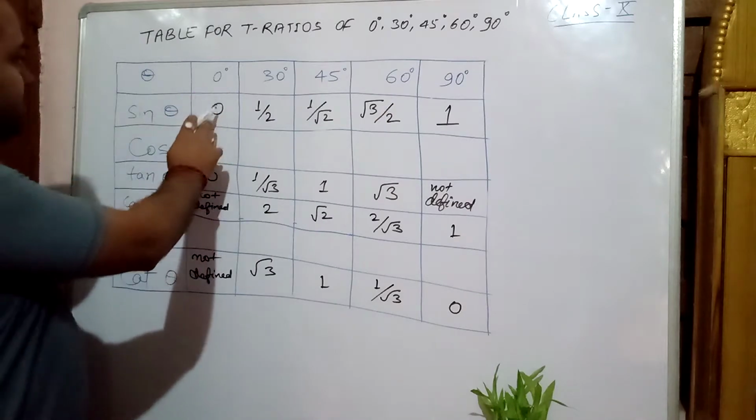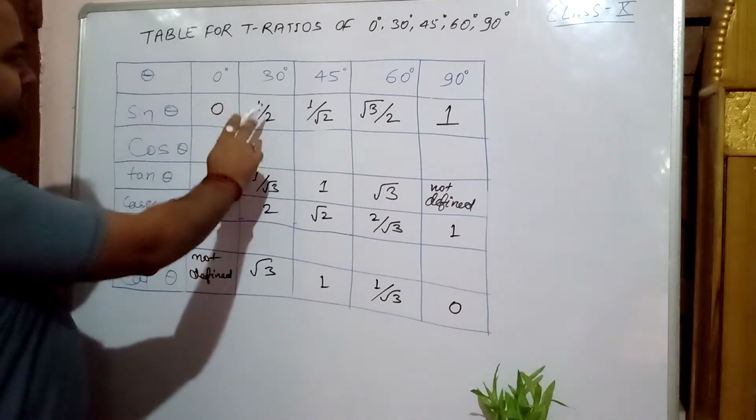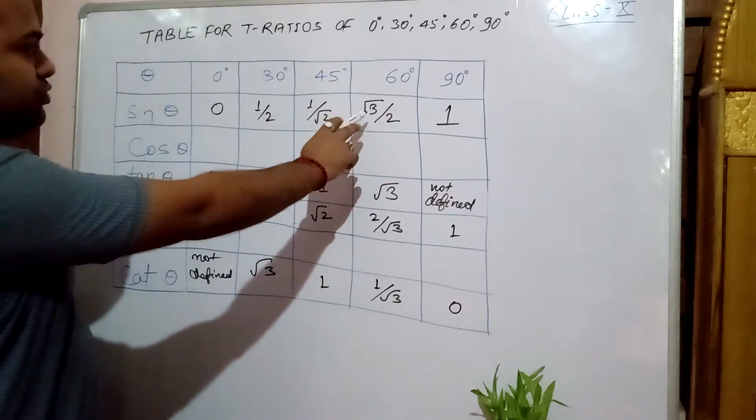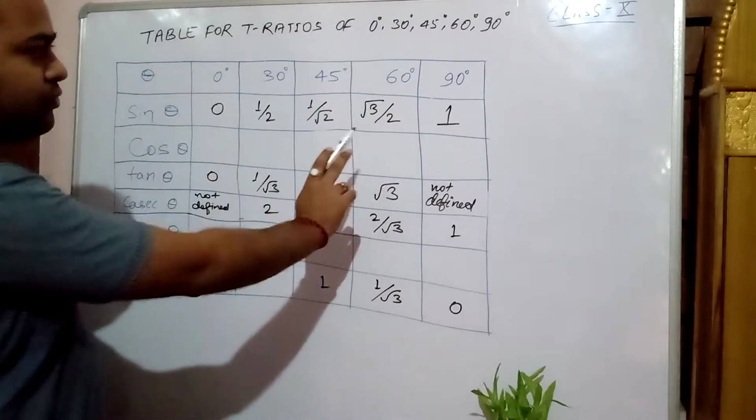Sin 0 degree, the value is 0. Sin 30 degree, value 1 by 2. Sin 45 degree, 1 by root 2. Sin 60 degree, root 3 by 2. Sin 90 degree, 1 by 1.